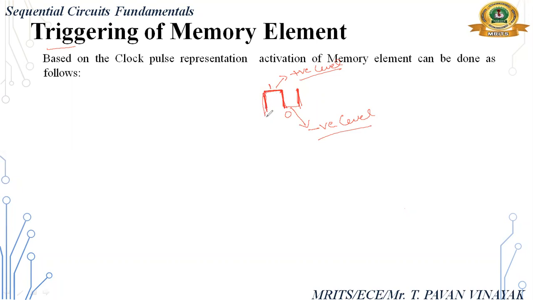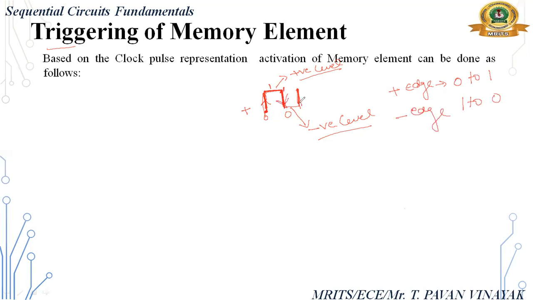Observe the first edge. This is the starting position of 0. It goes from 0 to 1. An edge from 0 to 1 we call a positive edge. And this is the negative edge, going from 1 to 0. 1 to 0 is called a negative edge.